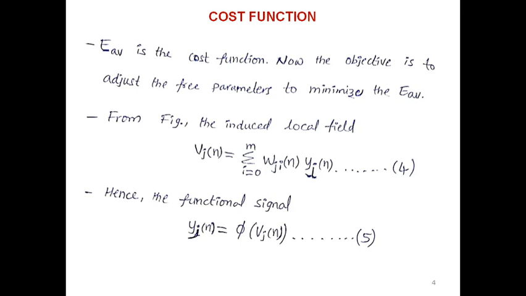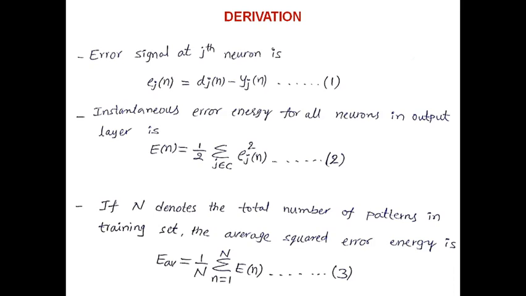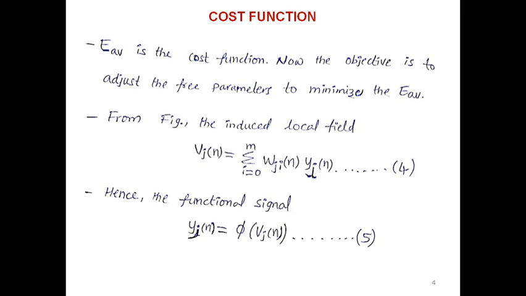If you see, vj of n is equal to the corresponding connection link weights multiplied with the corresponding inputs, that is wji into yi of n. And yj of n is equal to phi of vj of n. That's what everything is here. The functional signal is nothing but yj of n equals phi of vj of n.